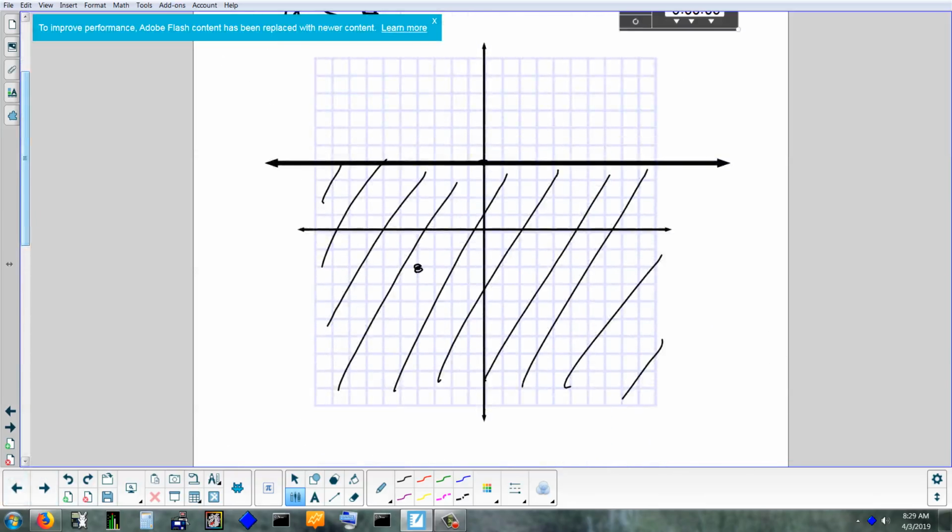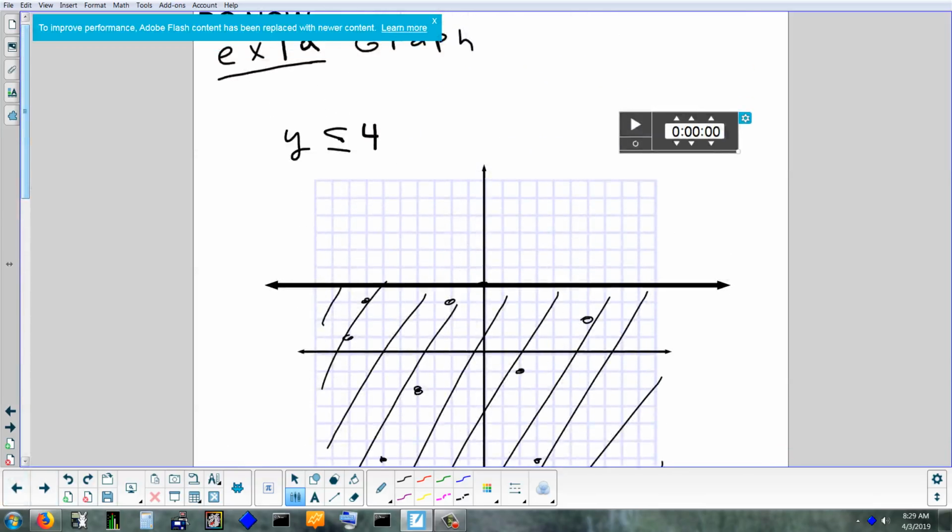This point is a solution. So is this point, this point, this point, this point. Any of these points are solutions to the problem because those are where all the numbers are less than 4. If you pick a number up here, it's going to have a y value bigger than 4. No, the problem said less than 4. Okay?